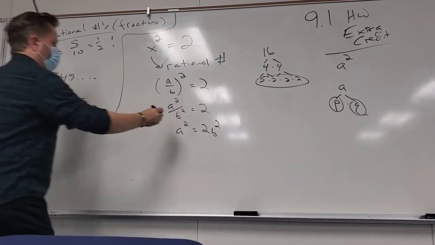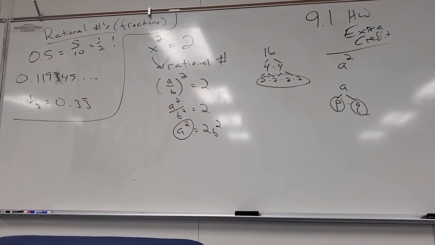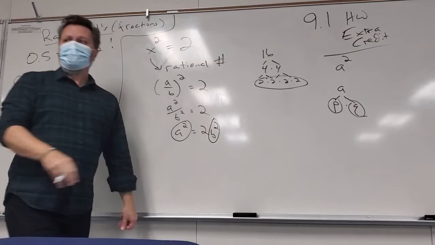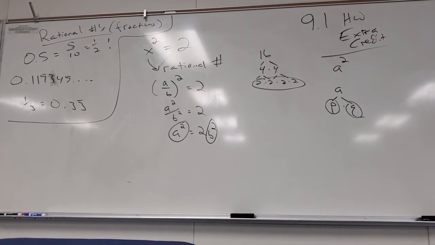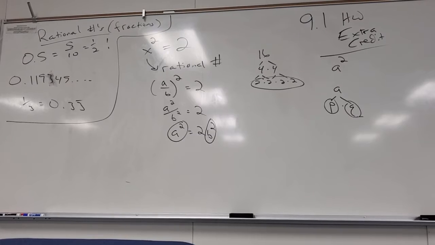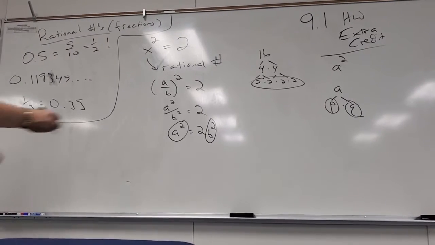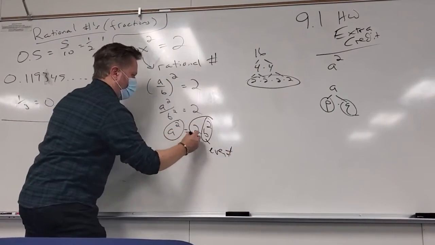So A squared, how many factors does it have? I don't know how many, but I know it's an even number. Yes? B squared, is it a square number? Yes. How many factors does it have to have? I don't know, but it's got to be an even number. Okay. So if this has an even number of factors, how many factors does this have?